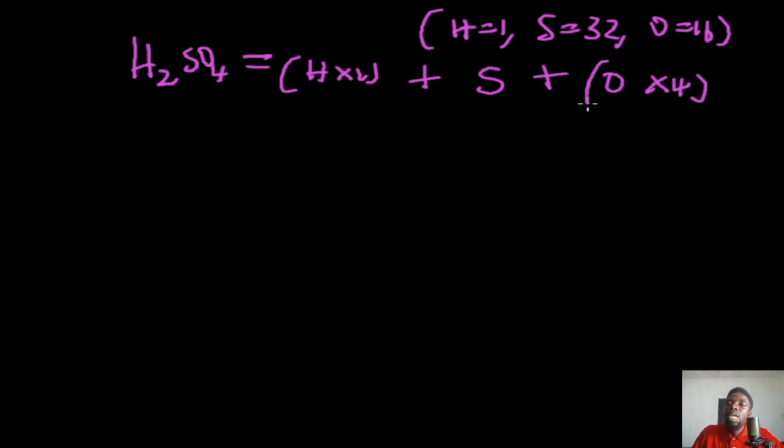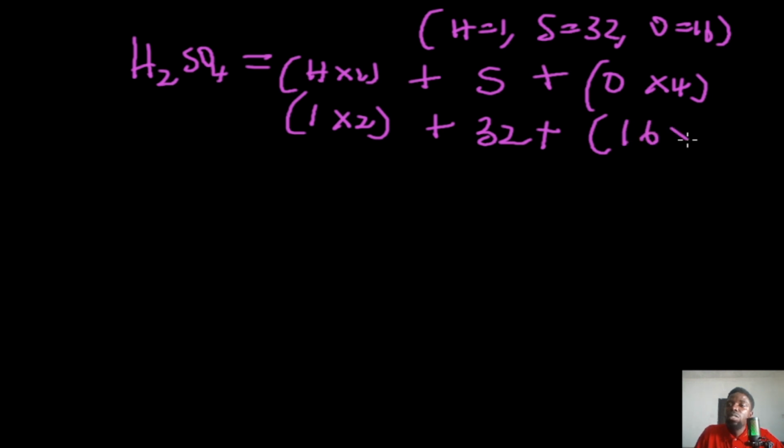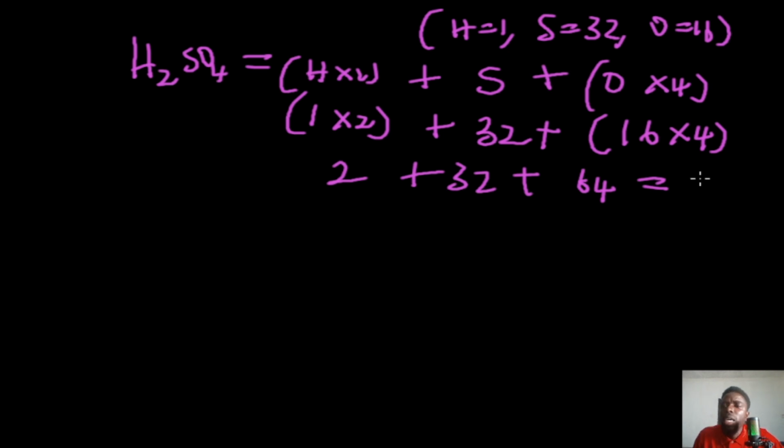So now let's put in their atomic masses and get our answer. Hydrogen has the atomic mass of 1, so that's going to be 1 times 2, plus S is sulfur, which is 32, plus oxygen is 16, so that's going to be 16 times 4. If you add all this together, you're going to have 2 plus 32 plus 16 times 4, which is 64. So that's 98.